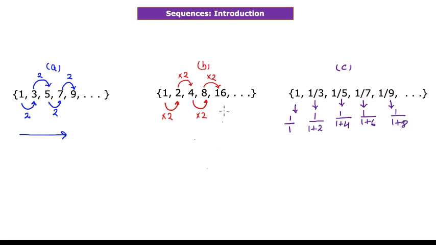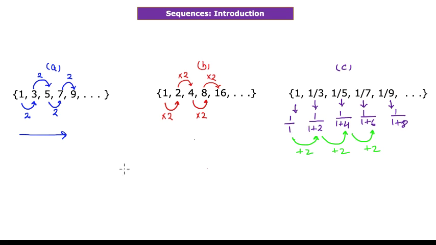So what I notice is that the numerator is always 1, but the denominator keeps going up by 2 units, right? That's the trend you are finding here. So every denominator is 2 units higher than the previous number, right? So it is somewhat similar to the sequence A, but in this case, the sequence C has a denominator, not the numerator, which is going up by 2 units.